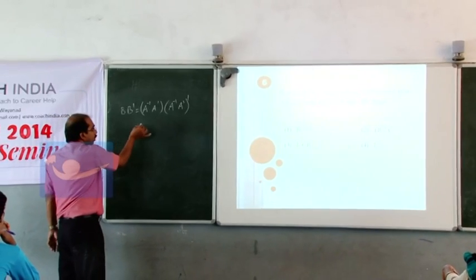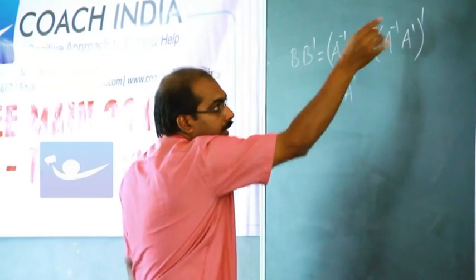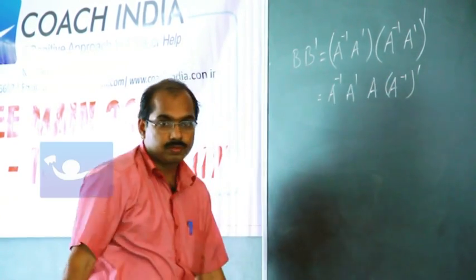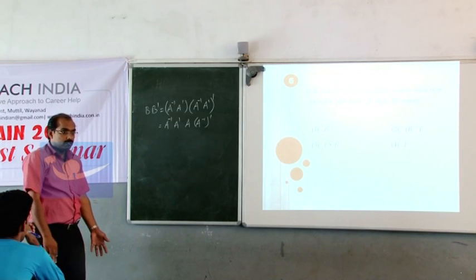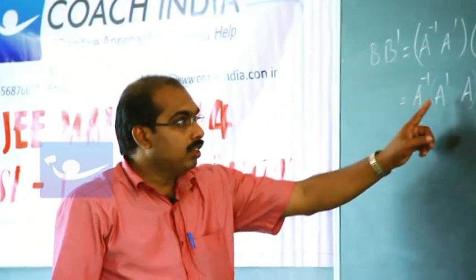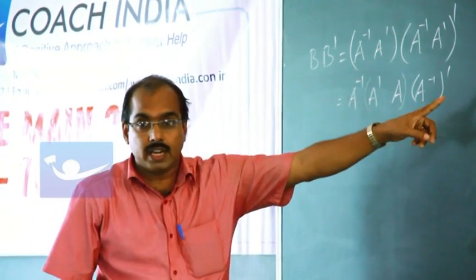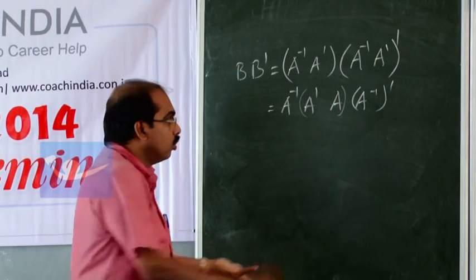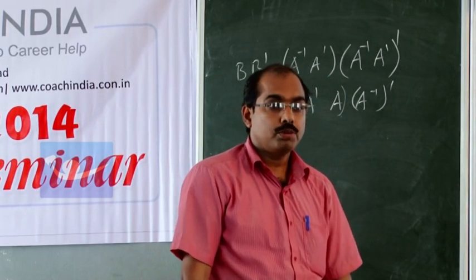Now this is again going to be equal to A inverse A dash dash, that is A into A inverse dash. As matrix multiplication is associative, it is not commutative, but it is associative, we can combine this, so that this is going to be I. A dash, A inverse dash, A inverse dash, that is again going to be I. So effectively the answer is I. So the correct option is 4.